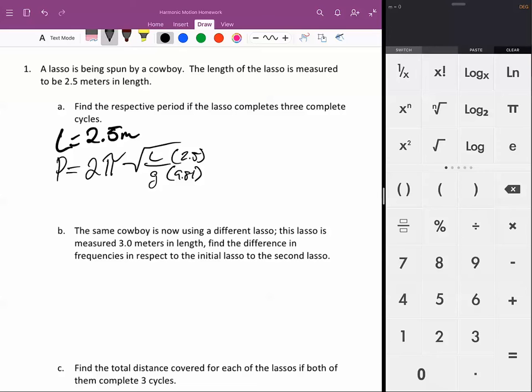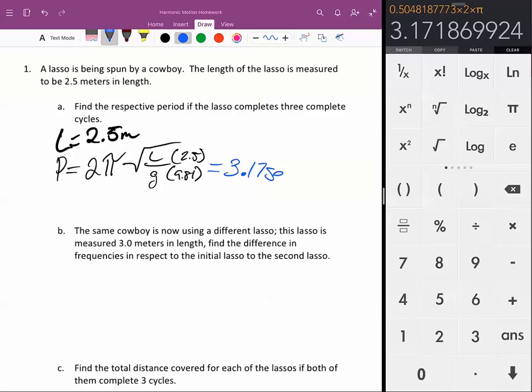Now my calculator is a little different here, but the square root of 2.5 divided by the rate of gravity is 0.5. Now we multiply that against 2 pi, and our answer becomes 3.17. Keep in mind this is in seconds.